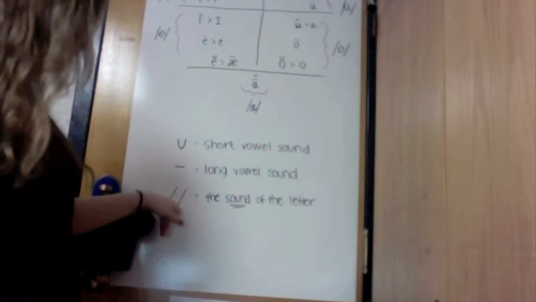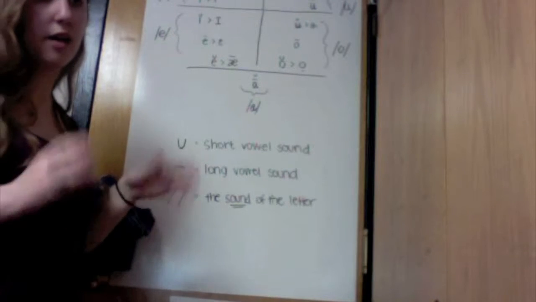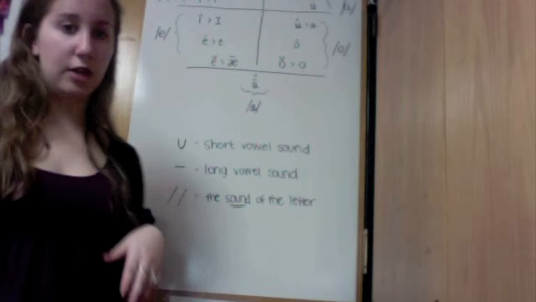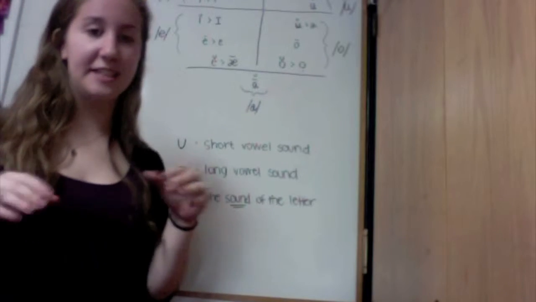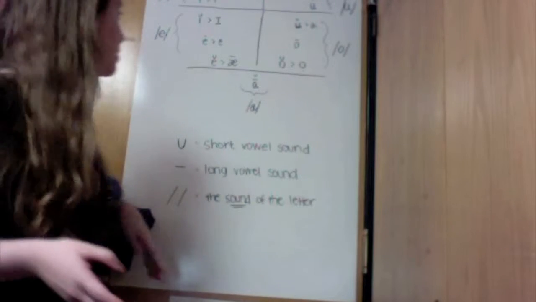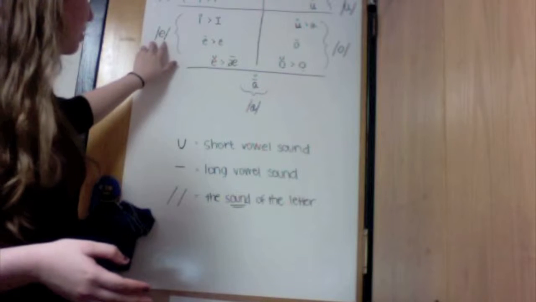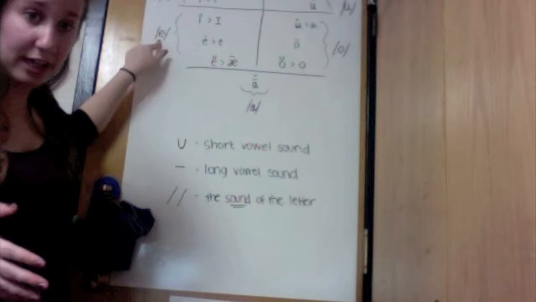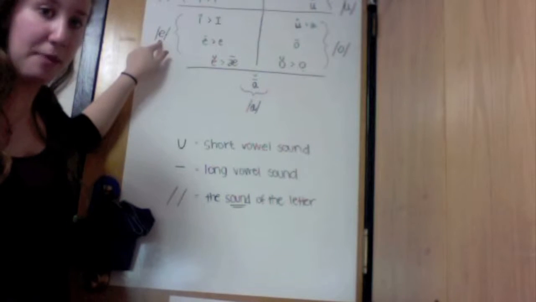And now when you see these slashes around a letter, that means you're just looking at the sound of the letter. So when you see the slashes around the E, it's not talking about the letter E, it's talking about the sound this letter makes.